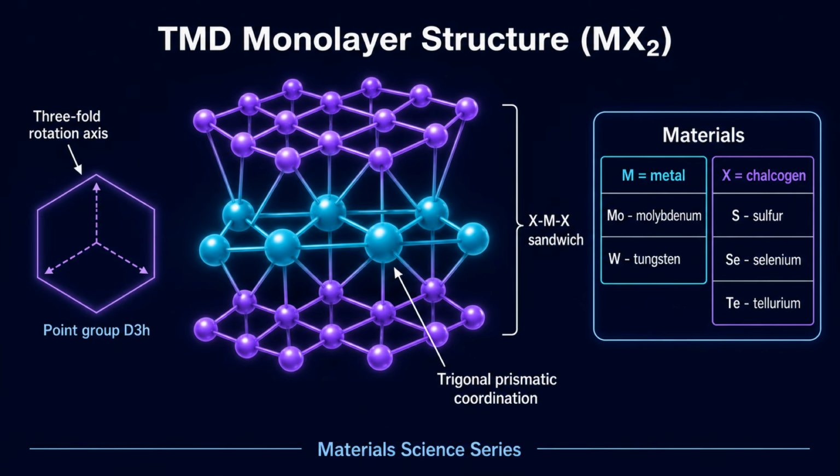The structure consists of an XMX sandwich, where a metal atom M is sandwiched between two chalcogen atoms X in trigonal prismatic coordination. The metal can be molybdenum or tungsten, and the chalcogen can be sulfur, selenium, or tellurium. The point group symmetry is D3h.